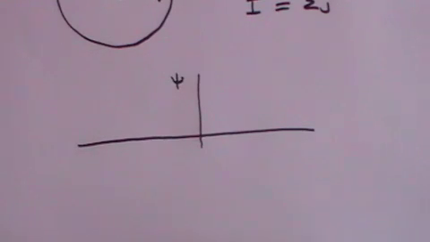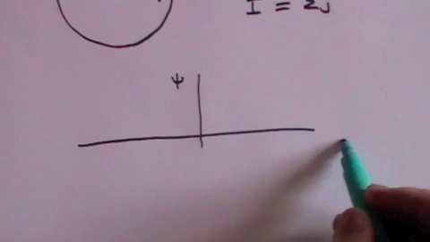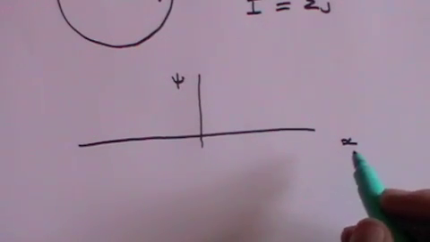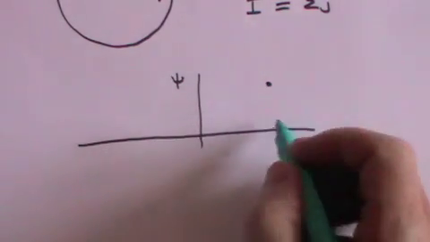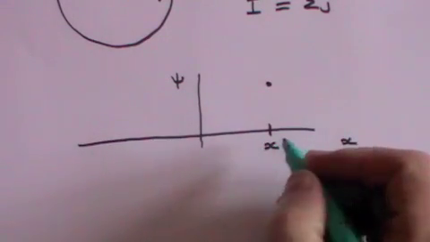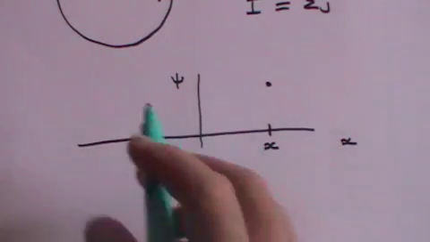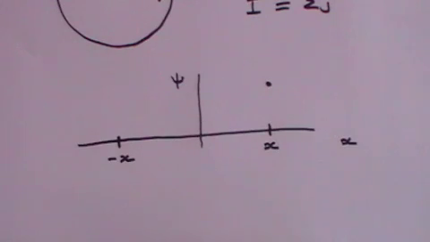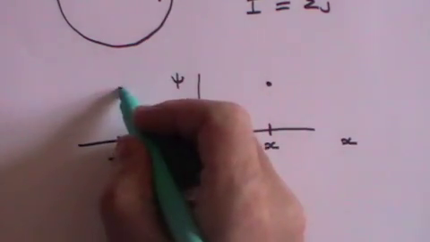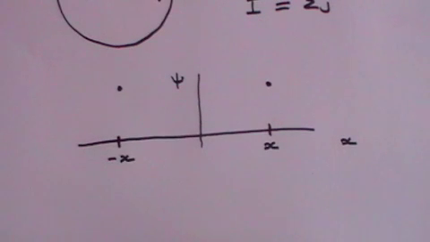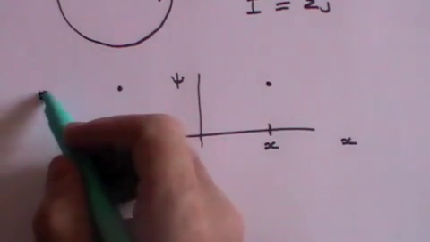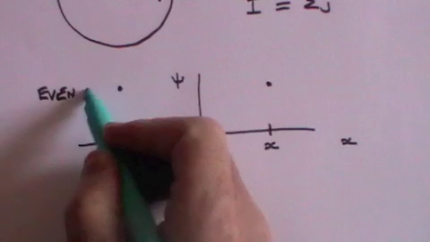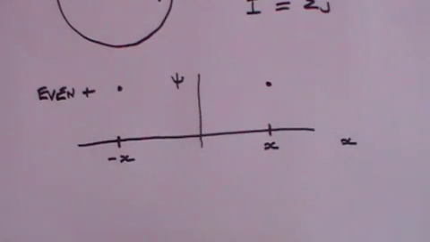That wave function has a value. This is distance, this is x, this is a value of distance. And what we say is that if the wave function has a value at a particular distance, x, then what you do is you look at the mirror image, minus x. And you say if the wave function has the same value at minus x as it does at x, then the parity is said to be even, which sometimes is represented with a plus.